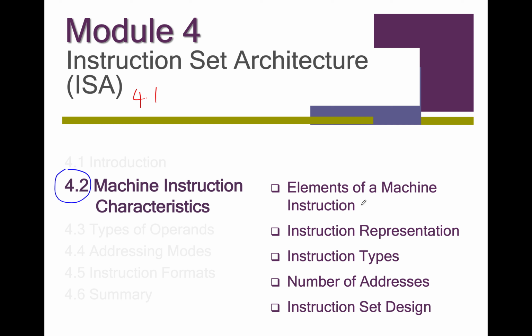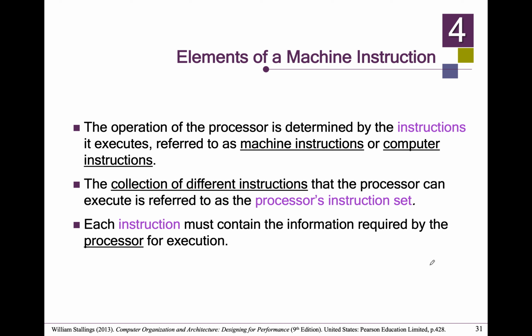What we're going to look at is the elements of machine instructions, instruction representation, instruction types, number of addresses, and lastly the instruction set design. So without further delay, let's look at what is next. On this page you can see the descriptions of the elements of your machine instructions. The operations of the processor are determined by the instructions that it executes.